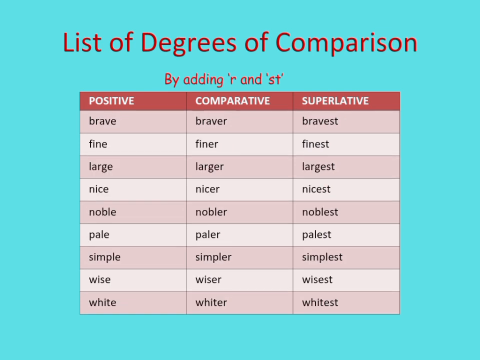Let's see some more degrees of comparison by adding r or st. Brave, braver, bravest. Fine, finer, finest. Large, larger, largest. Nice, nicer, nicest. Noble, nobler, noblest. Pale, paler, palest. Simple, simpler, simplest. Wise, wiser, wisest. White, whiter, whitest.